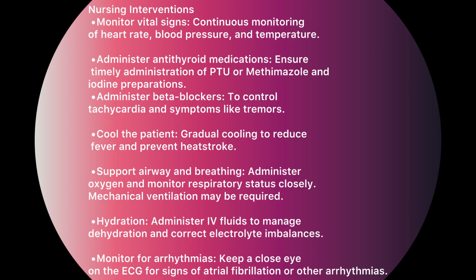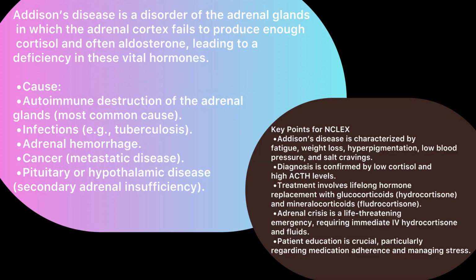The nursing management includes: monitor patient vital signs, continue monitoring patient heart rate, blood pressure and temperature; administer antithyroid medications, ensure timely administration of propylthiouracil or methimazole and iodine preparations; administer beta blockers to control tachycardia and symptoms like tremors; cool the patient, gradual cooling to reduce fever and prevent heat stroke; support patient airway and breathing; hydration, administer IV fluids to manage dehydration and correct electrolyte imbalances; monitor for arrhythmias, keep a close eye on the ECG for signs of atrial fibrillation.